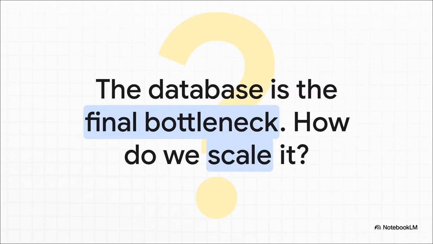We've done all this amazing work. We've optimized everything around the database. But eventually, with millions of users writing data all the time, that single master database becomes the final boss. It's the ultimate bottleneck. It just can't handle any more traffic. So how do you scale the one thing that seems unscalable?